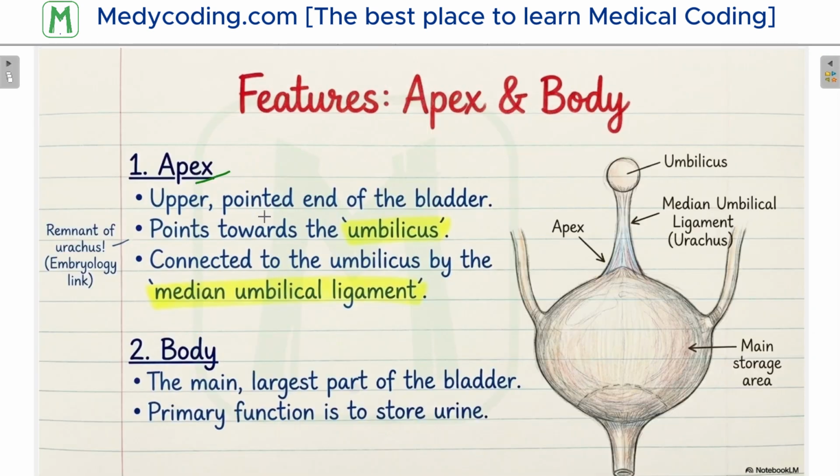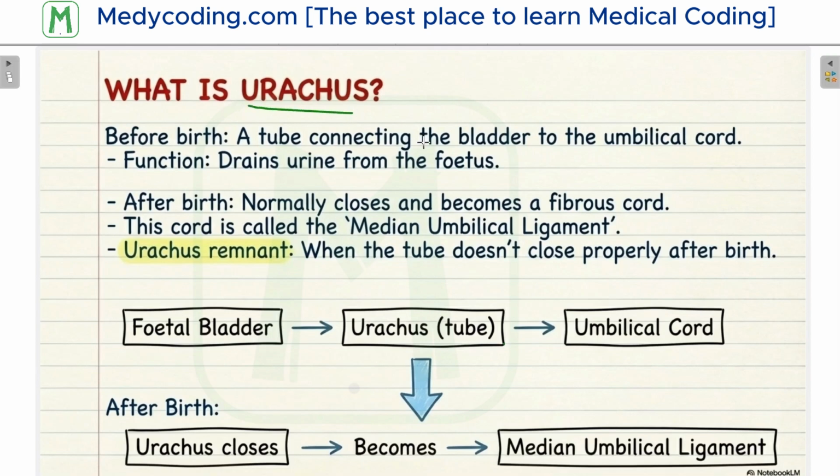Apex. This part is the apex, and the apex is connected to the umbilicus through the median umbilical ligament, also known as the urachus. Let's see about the urachus in detail. The urachus is the tube that drains urine from the fetus before birth, and after birth, this normally closes and becomes a fibrous cord. Later after birth, this cord becomes the median umbilical ligament. This is how the urachus becomes the median umbilical ligament.